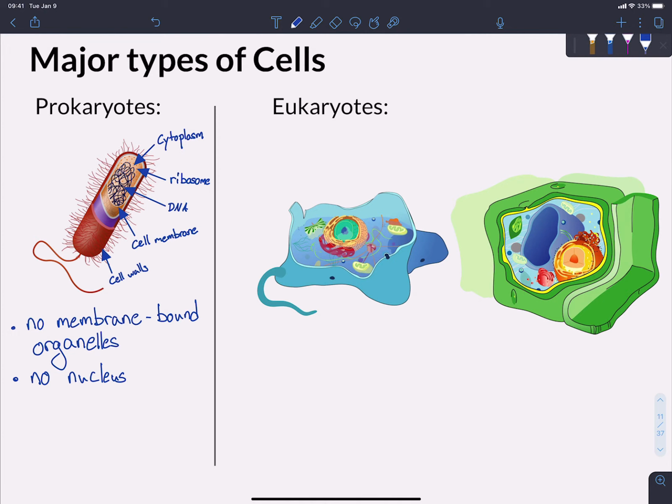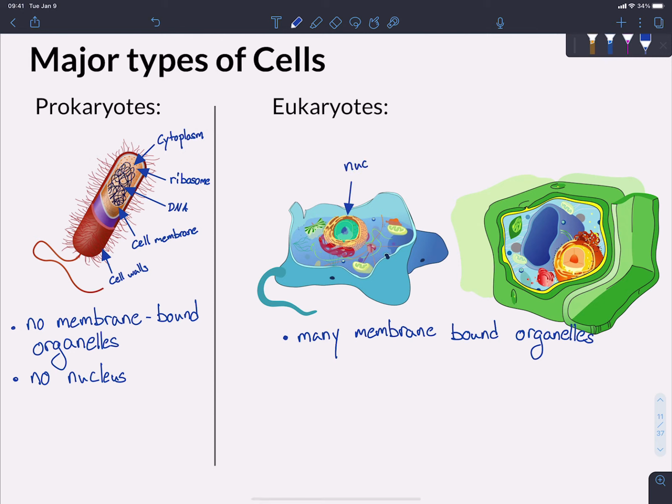It's not to say that they're simple. They're incredibly complex. There are millions of components inside of an E. coli cell, all working together. But they are less complex than eukaryotic cells because, of course, eukaryotic cells have many membrane-bound organelles inside of themselves. And you're not going to need to be familiar with so many of them, but you should have an understanding of a couple of them.